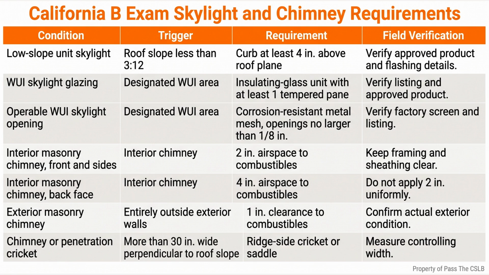Energy requirements add another approval layer. Exact thermal values depend on climate zone and project scope, so I verify the specified U factor and solar heat gain coefficient against the approved energy documents and product data. Structural framing, fire clearance, drainage, wildfire requirements, energy compliance, and manufacturer instructions are separate checks. A skylight can satisfy one and fail another. I keep the product data and approved documents traceable for the crew and inspector.